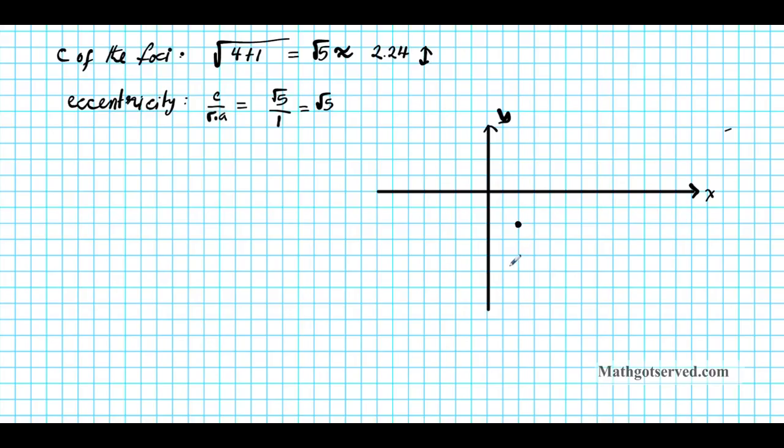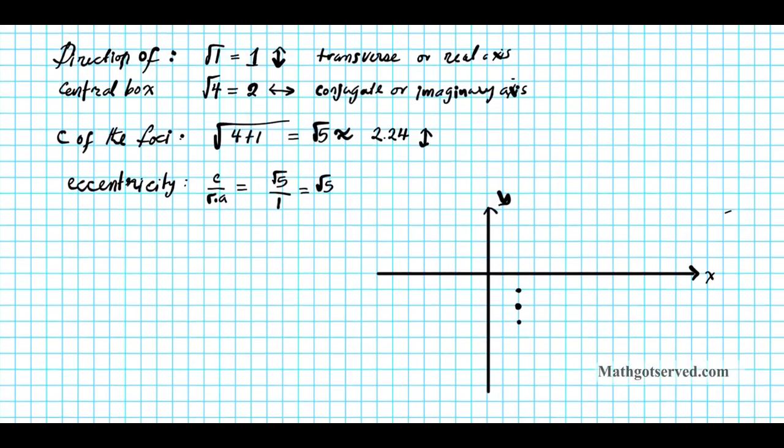Next thing we're going to graph is our central box. We're going to go up and down 1 unit, and then side to side 2 units. So there goes your central box. Now let's go ahead and graph the central box.